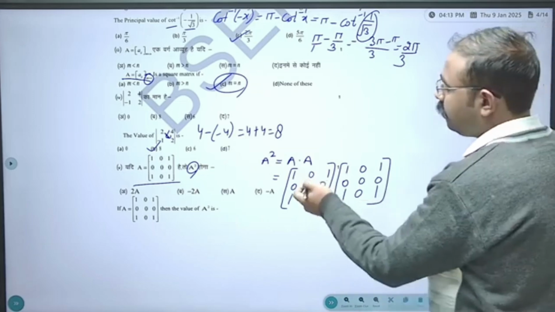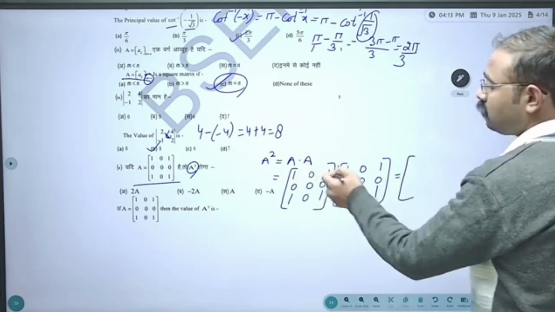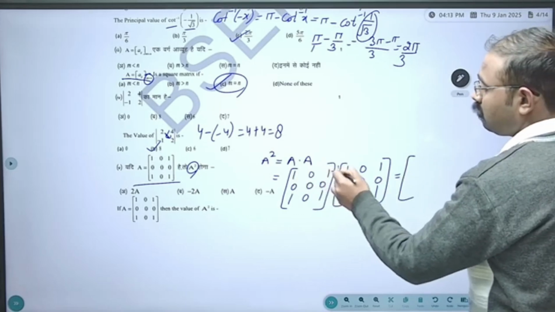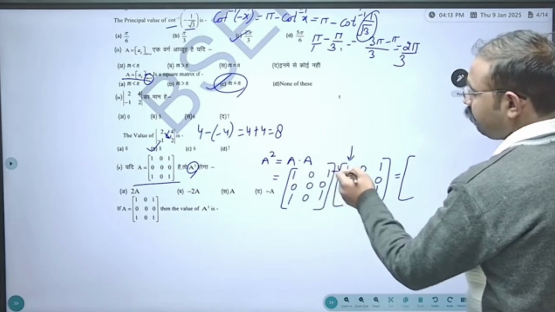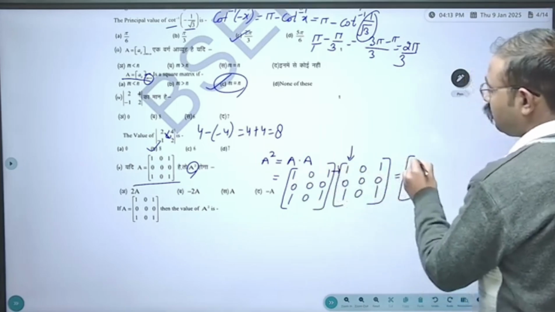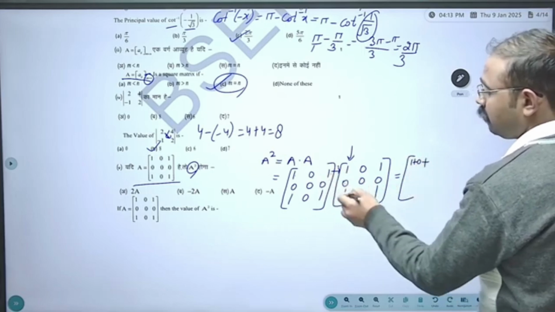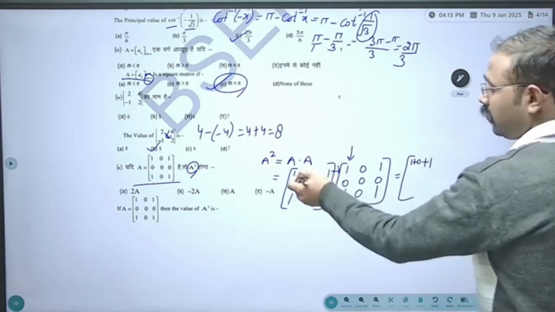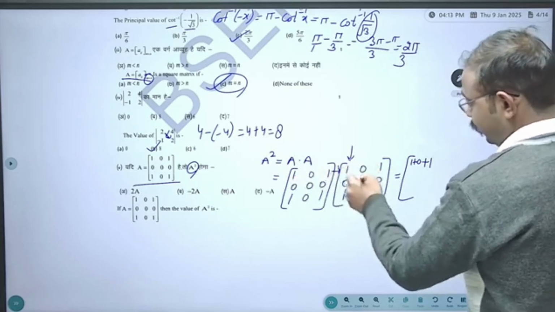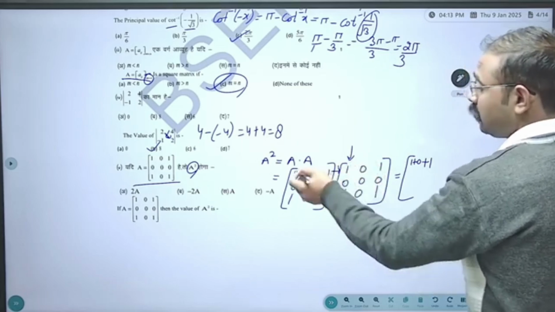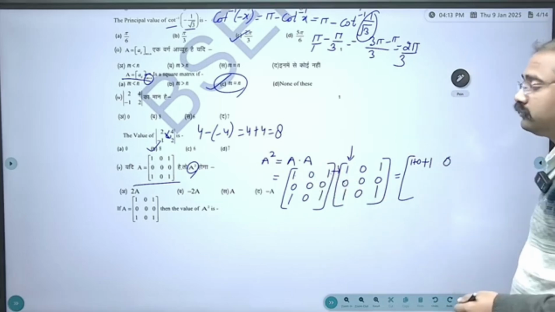Now multiply these both the matrices. So how to multiply? First row with first column. 1 multiply 1, 1, plus 0 multiply 0, 0, plus 1 multiply this 1, 1. Then for second element, first row and second column. In second column, all elements are 0. Then these elements, by multiplying 0, we will have all elements as 0.